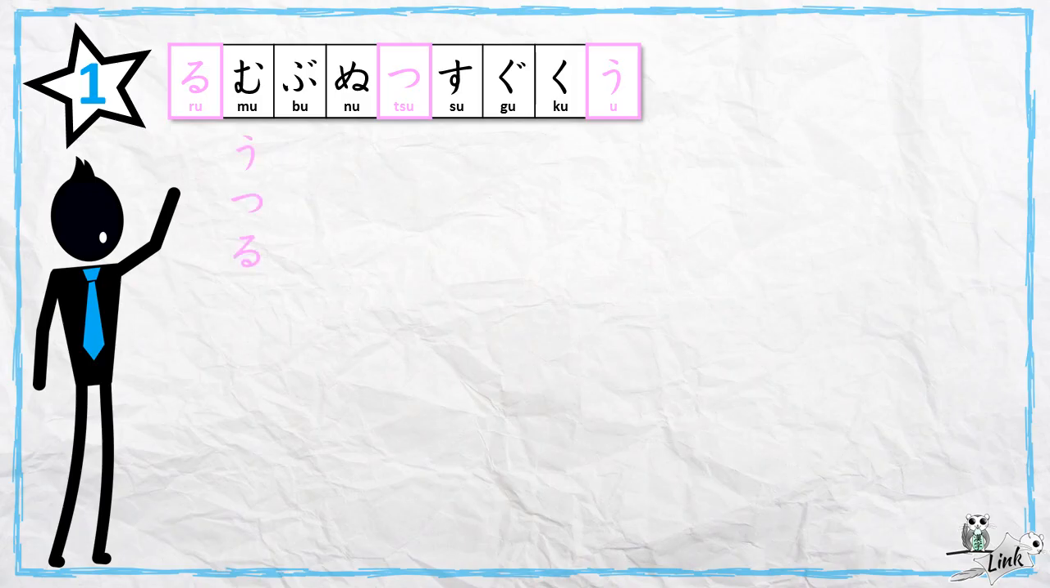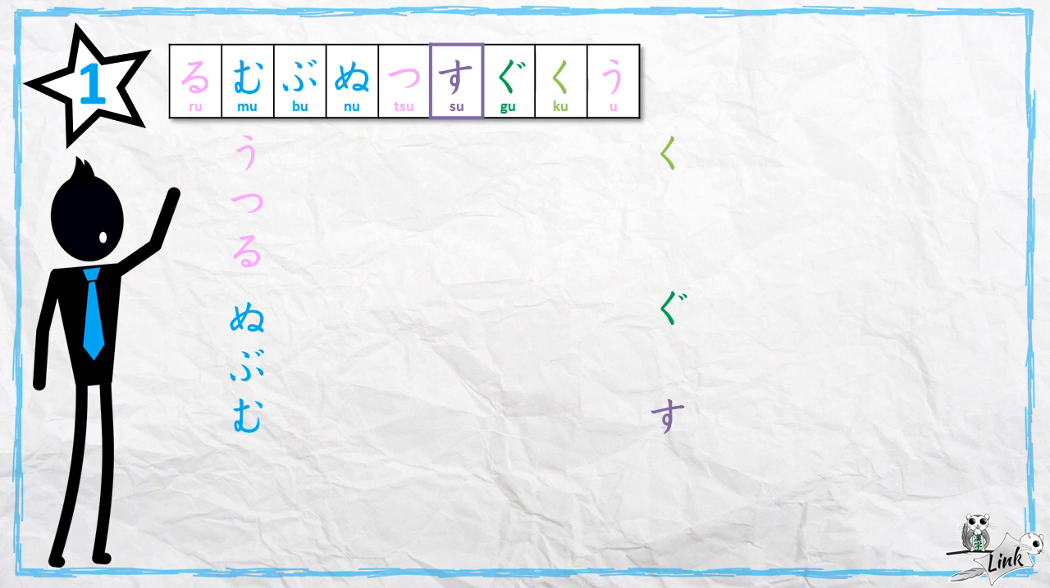The first subgroup is the verbs that end with the syllable u, tsu, or ru. The second subgroup is the verbs that end with the syllable nu, bu, or mu. Then we have three more subgroups, the verbs that end with ku, the verbs that end with gu, finally the verbs that end with su.